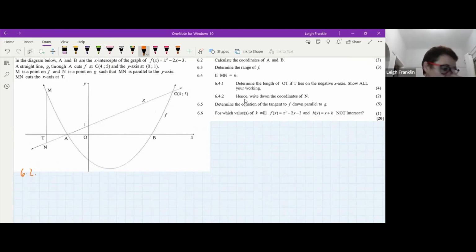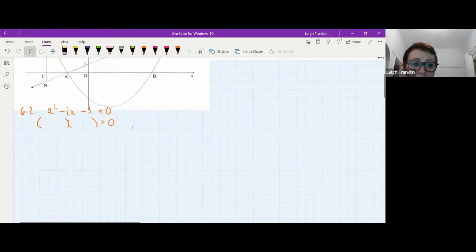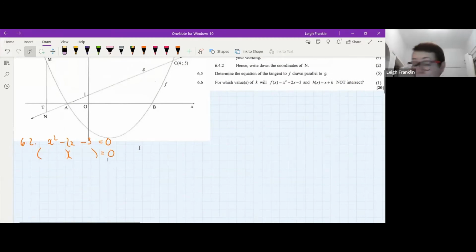All right, so as far as 6.2 is concerned, what's super important here is you are calculating the coordinates of A and B, so you must make f(x) equal to 0. Do not forget, I'm sure your teachers at school have stressed this, that when you factorize it, it still needs to be equal to 0. A lot of people leave that off. If they award you an accuracy mark on this line and you leave off the equal 0, then you're going to be penalized that accuracy mark.